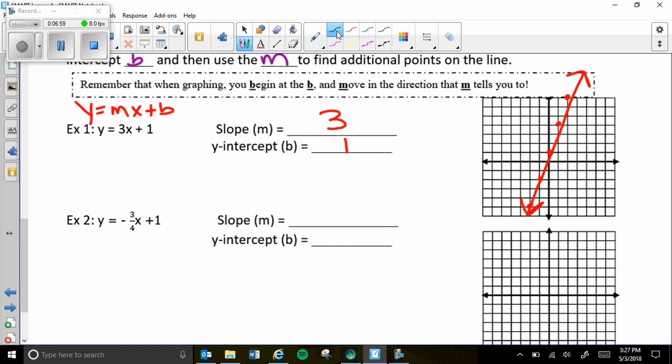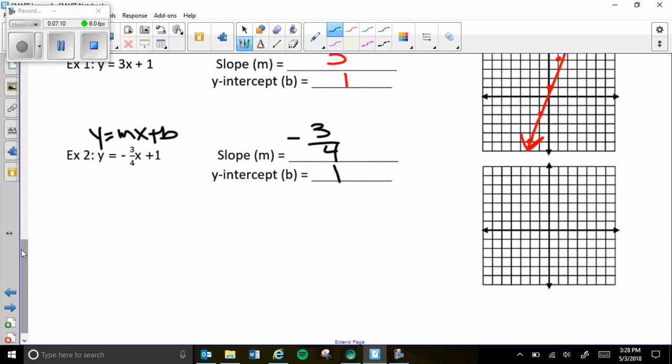All right, looking at number 2, again, if I write y equals mx plus b above here, my slope is -3/4, and my b is 1. So I begin at b. Again, my y-intercept is 1 this time. Now my slope is negative. So first of all, what 2 directions do I go for a negative slope? I go down and right. So down 3, right 4.